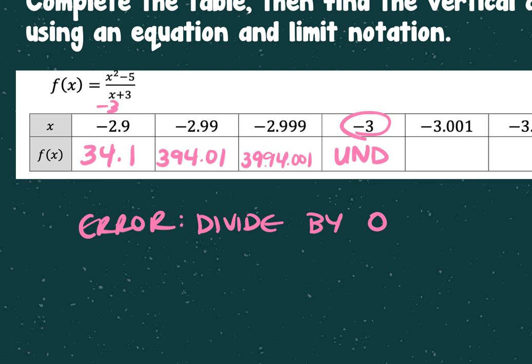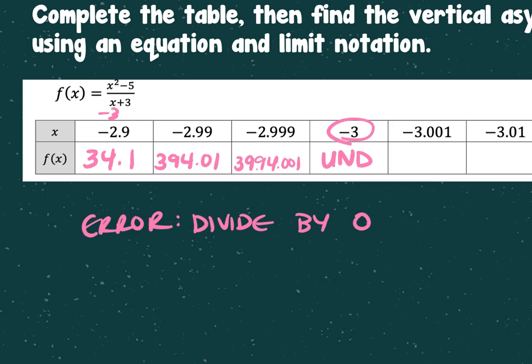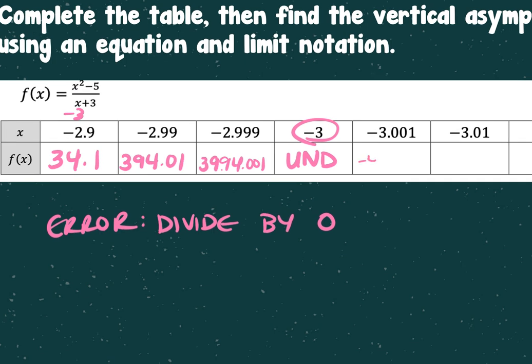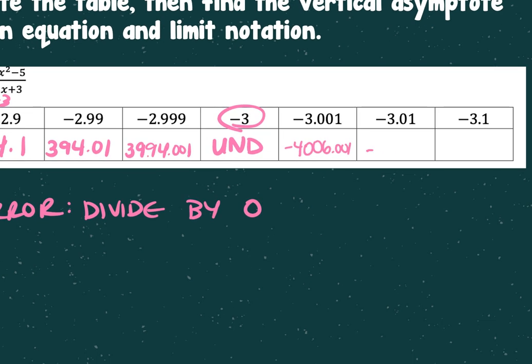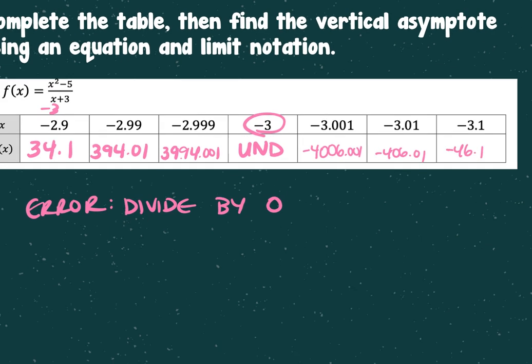And I'm going to keep going. So I go back, and I do y1, -3.001, and I get -4,006.001, then -3.01, -406.01, and -3.1, and I get -46.1.